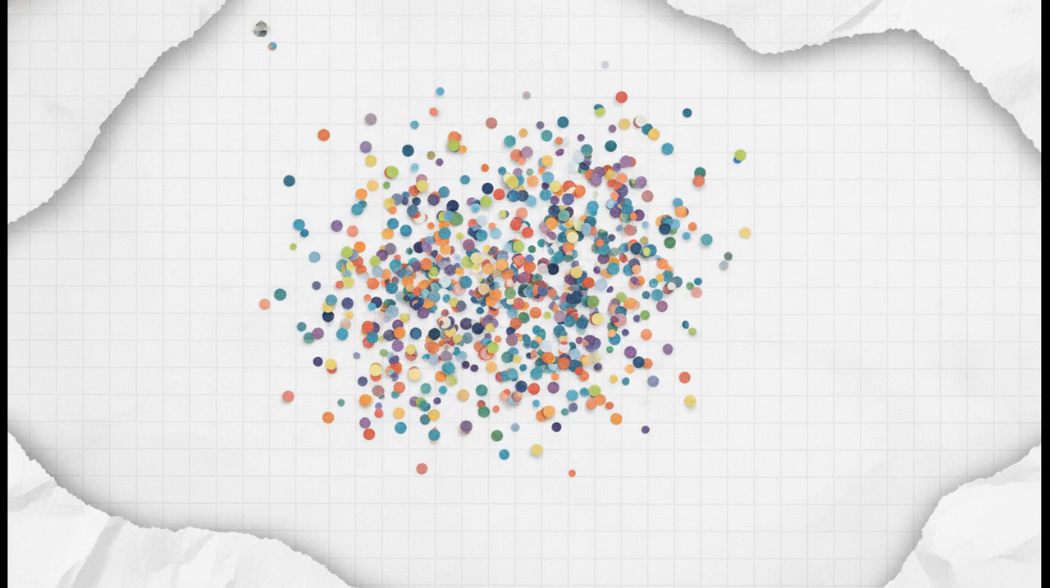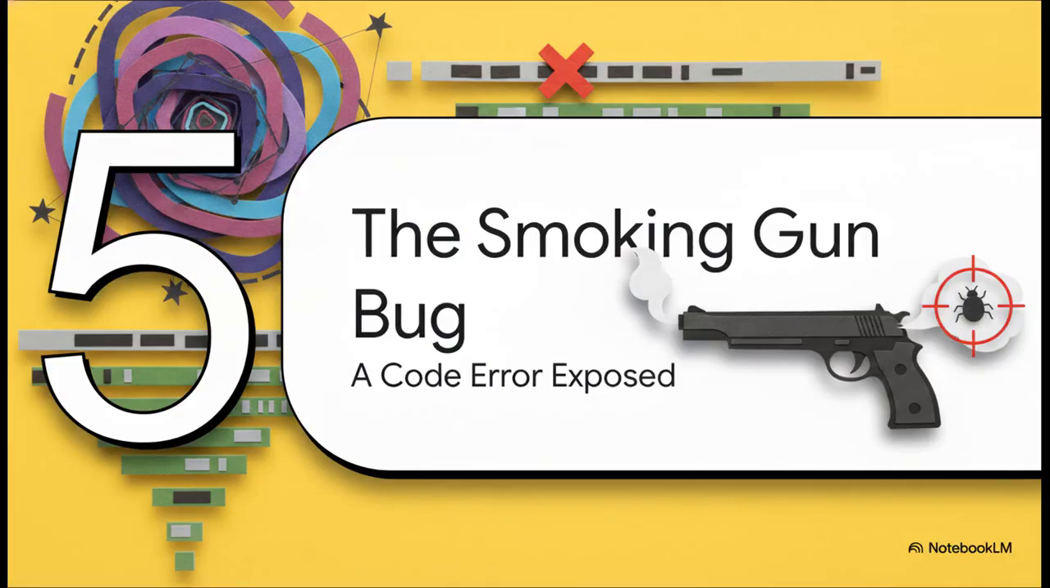We are no longer debugging a theoretical physics issue. We are strictly looking at a matrix construction error. The matrix itself is totally compromised. Let's nail down the culprit in Section 5, the smoking gun bug.